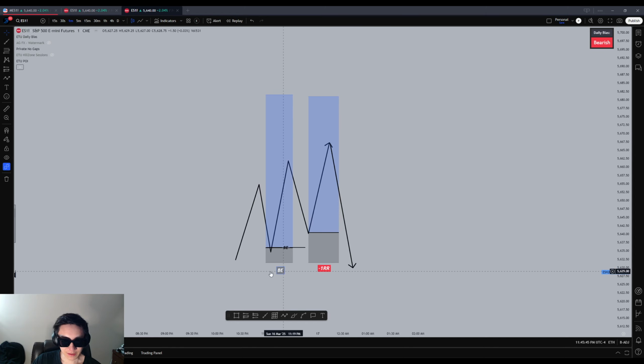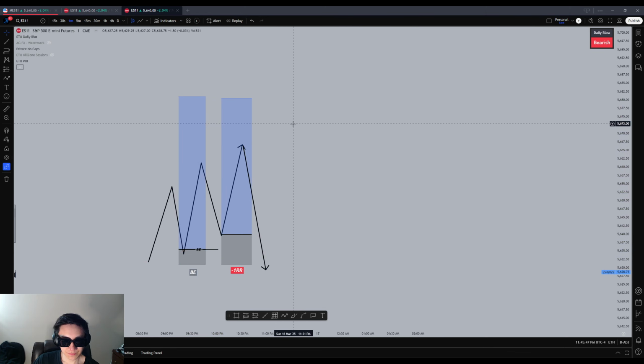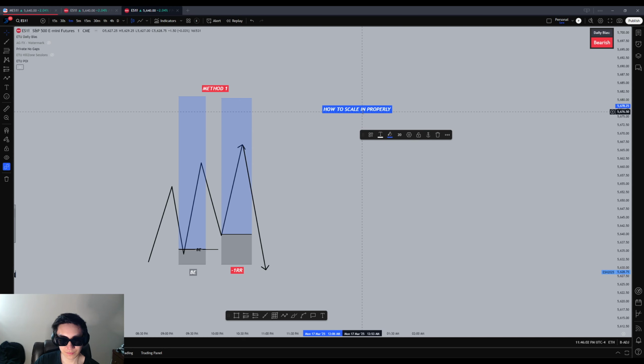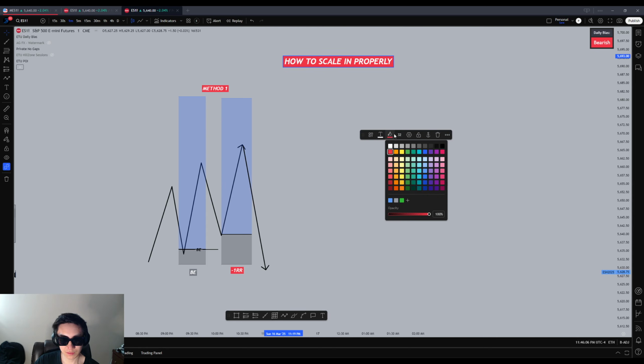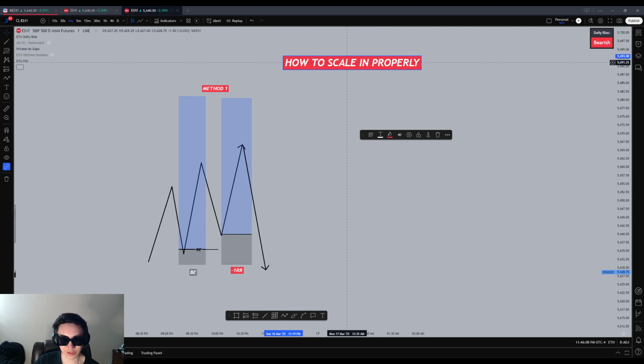Now, there's another method. So this is method 1. That's method 1 of scaling in. Let me make a title here. How to scale into trades properly. And I'm going to make this bigger. And in fact, take a screenshot if you want to.